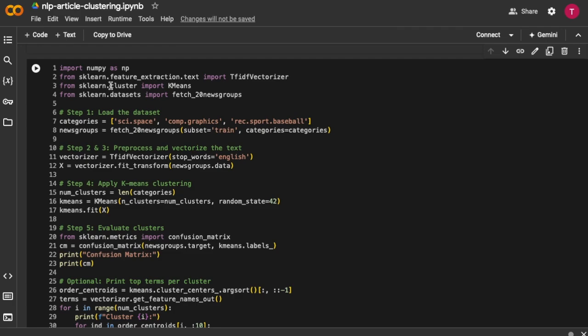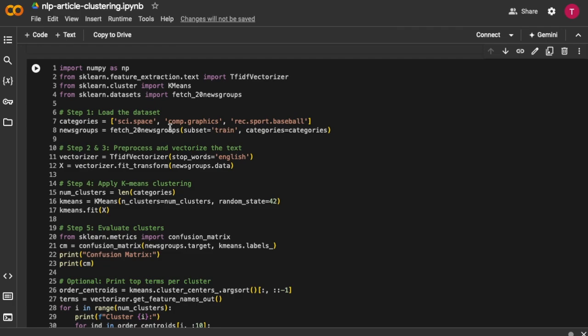And from sklearn, we're going to import a feature extractor to do vectorization. We're going to import the k-means clustering algorithm, and we're going to use scikit-learn datasets. The scikit-learn library has a lot of pre-processed datasets that are available to perform different types of machine learning on. And here we will collect a dataset from scikit-learn called fetch 20 news groups.